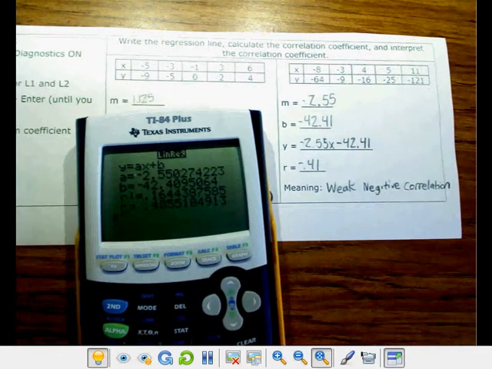Excellent. He rounded 2 places in the decimal, but if you rounded to the tenths, then you might have gotten like negative 2.6 and negative 42.4. Those are the same thing, okay? And I didn't specify what I wanted you guys to round to, so that is perfectly acceptable, okay?